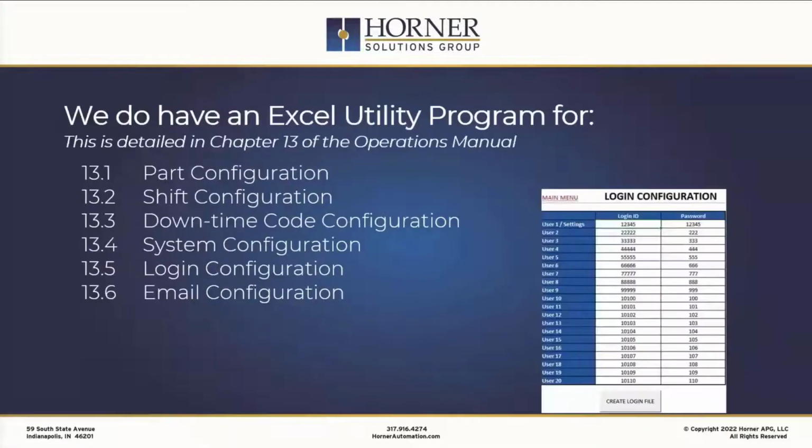We did add a feature into this because some of the setup parameters can get a little lengthy to do through the screen. So we have an Excel utility program. What this lets us do is go in and do a part configuration, a shift configuration, a downtime code configuration, a system configuration, and login and email configuration. This gives you a little bit of a snapshot here on the login side of it. I believe there are 20 parameters in there where you can say, here's the login identification and password for those 20 potential logins. That's at a work cell login.